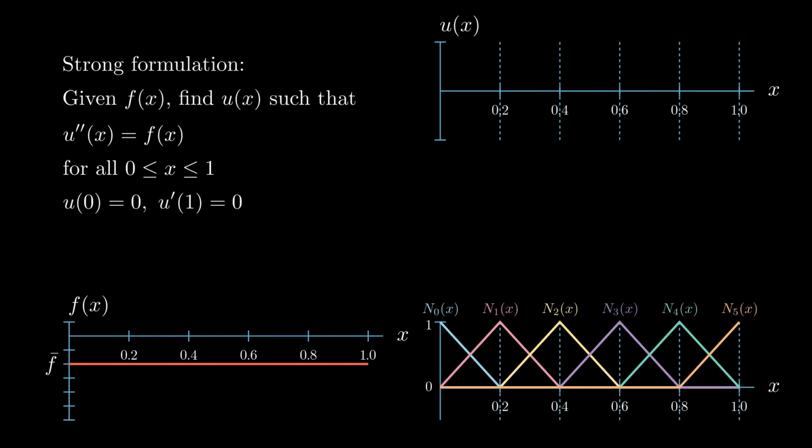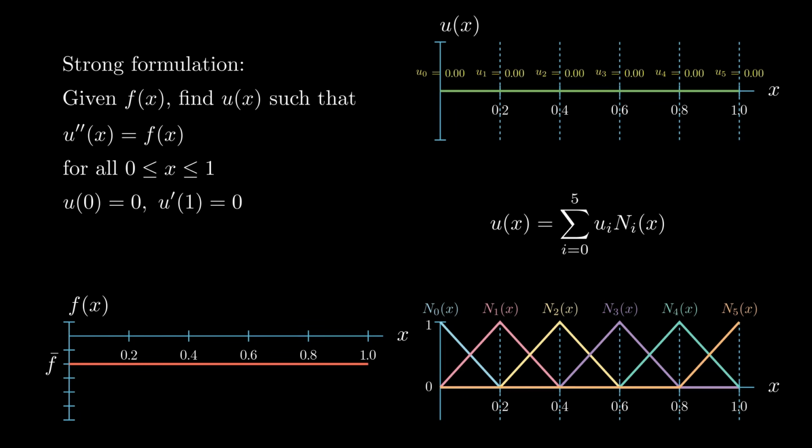As we have 6 nodes in this example, there are 6 shape functions, which are denoted by n, and the index of n indicates to which node a shape function belongs. Finally, we assume that our solution function can be expressed as the sum of the shape functions multiplied by a set of parameters, which are here denoted by u_i. These parameters can take arbitrary values. If we set all of them to 0, our solution function is 0. By tweaking the parameters, we obtain differently shaped functions u.